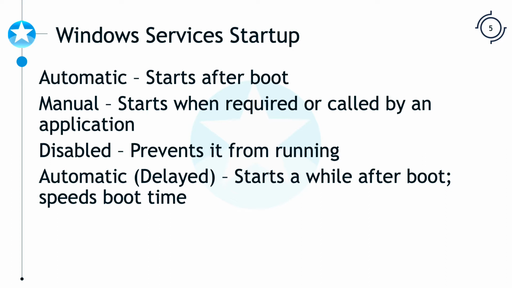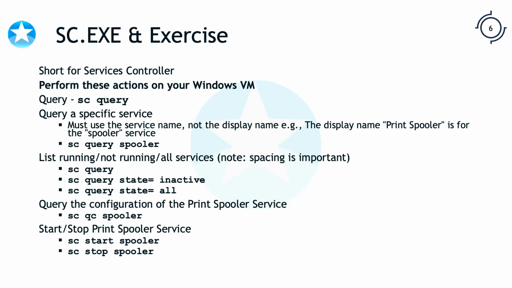Other options are manual. It means that the service will not start automatically, but we can start the service if we need to. Disabled prevents the service from running. Even if we try to start this service, we will be unable to. We need to switch the startup option to manual or one of the automatic options in order to run the service.